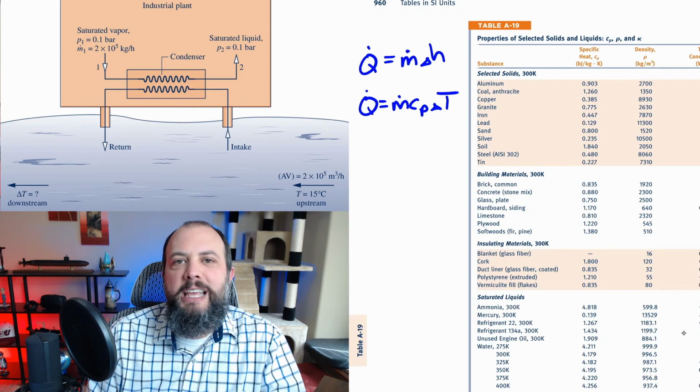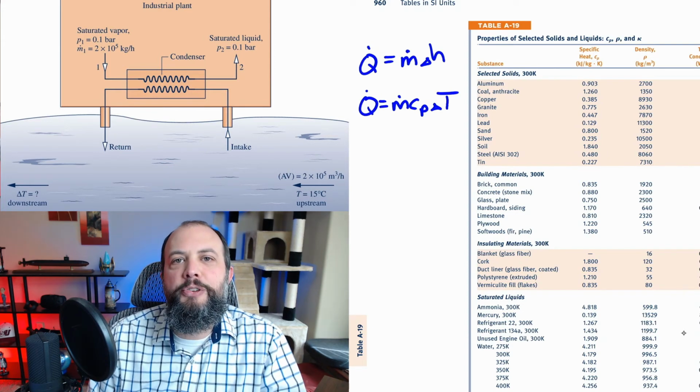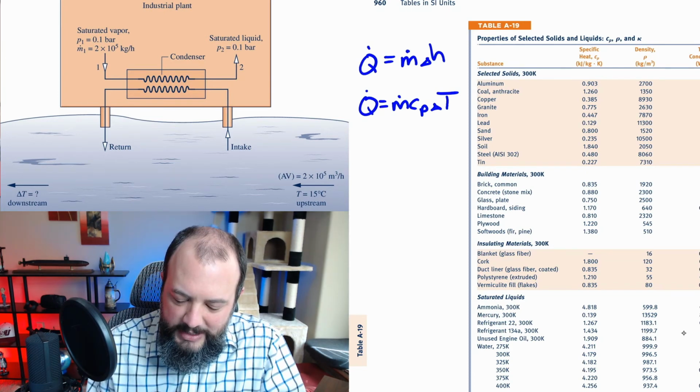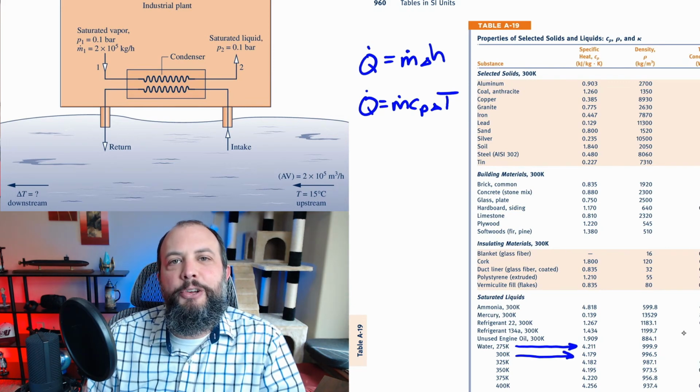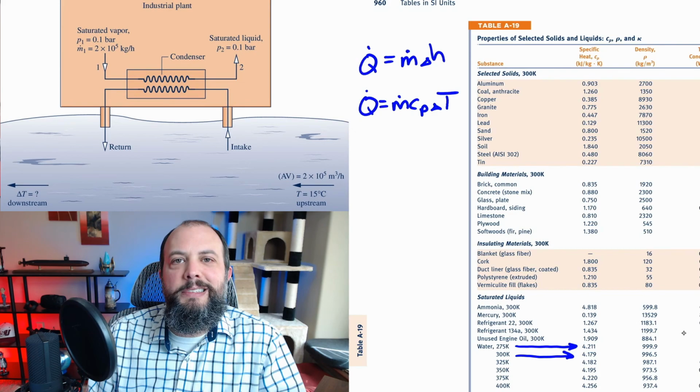If we come back and look at table A-19, which is where you can find the specific heat of water, then down here at the bottom of the table we can see that at 275 Kelvin we have a value, and at 300 Kelvin we have a different value. Since our river water is at 15 degrees Celsius, that's 288.15 Kelvin, which is going to fall somewhere in between those two, so we still would have had to do an interpolation step.